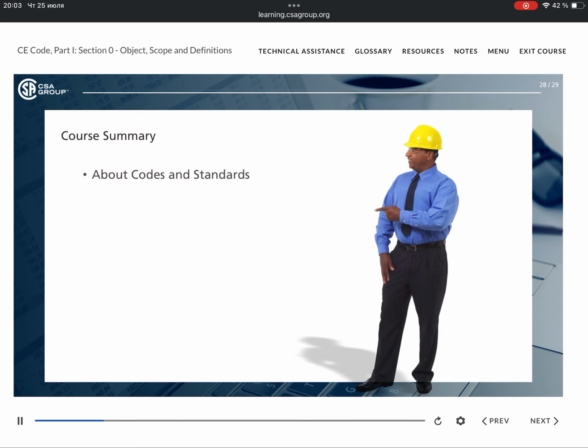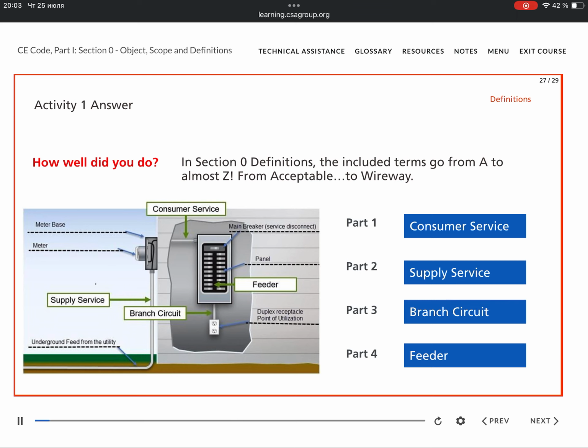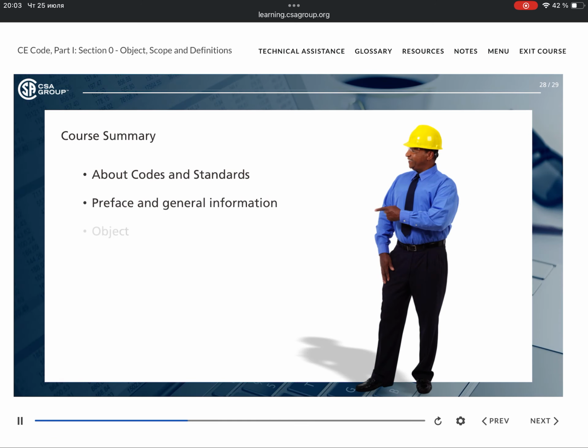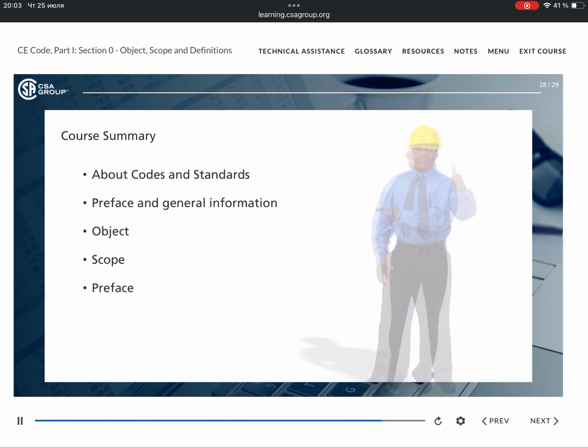You covered a lot in this course. This summary helps you to recall the main concepts and requirements of this code section.